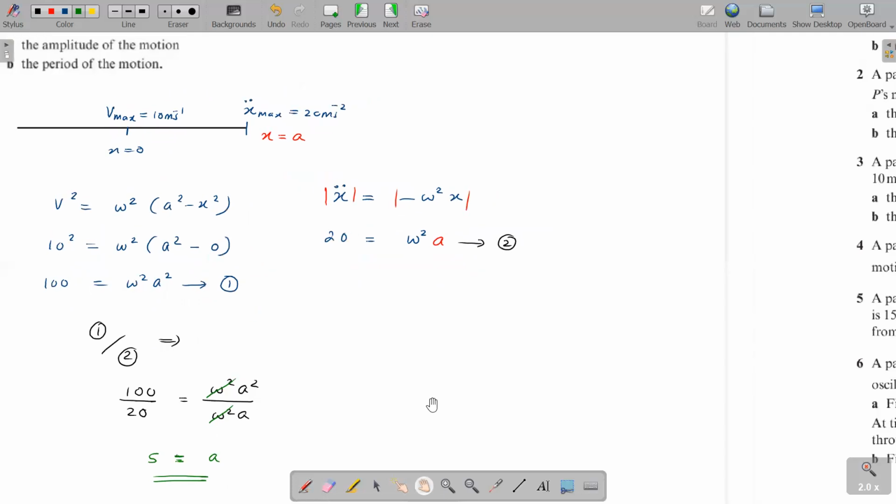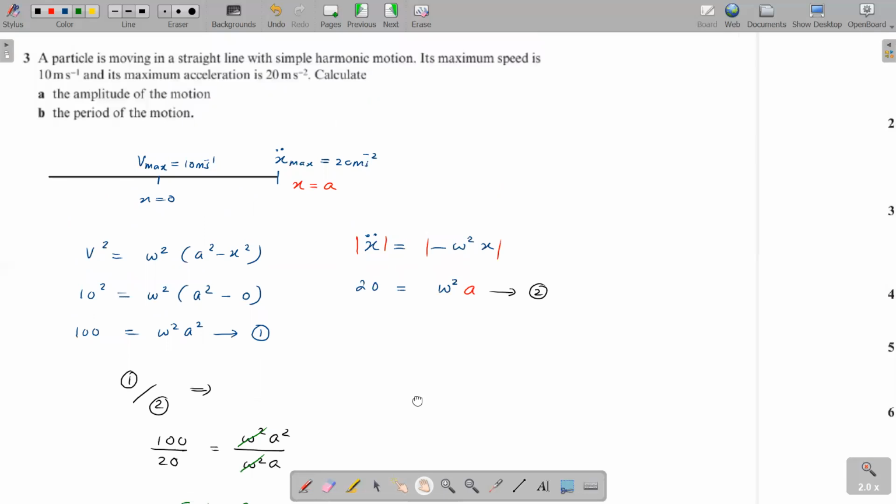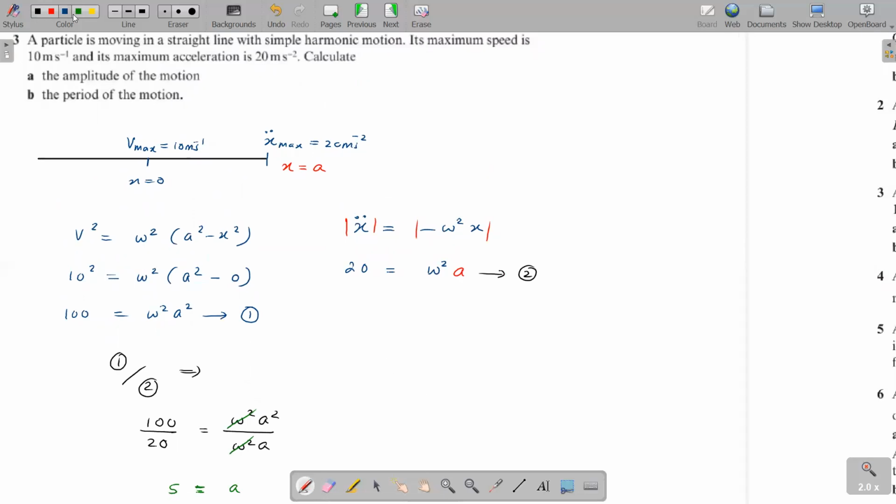And from the amplitude, in part B, they ask you to find the period of the motion. How do you find the period of the motion? Period of the motion T, what's the equation? T equals 2 pi over omega. That's the equation that you should know, that you need to remember. You can see 2 and pi are constants. Omega is a constant which must be found. How do you find the value of omega? You can use either equation, the first equation or the second equation.